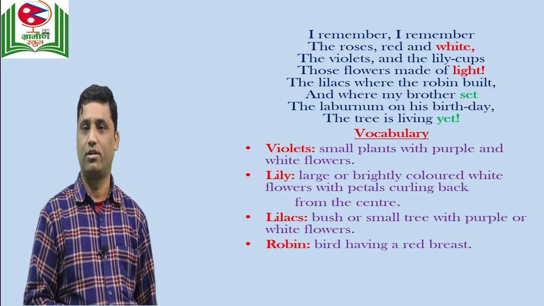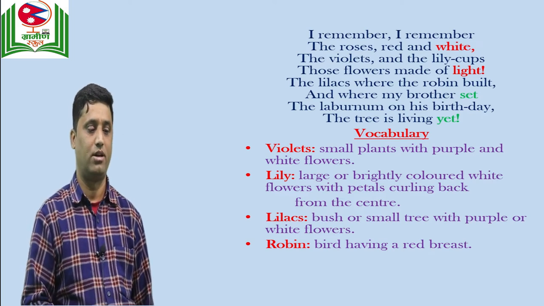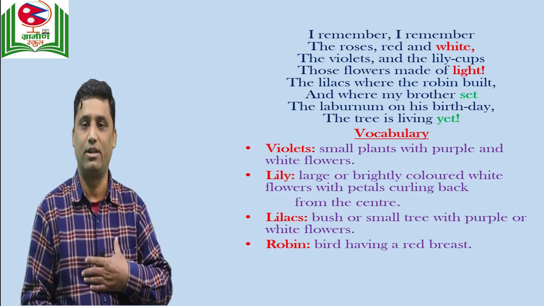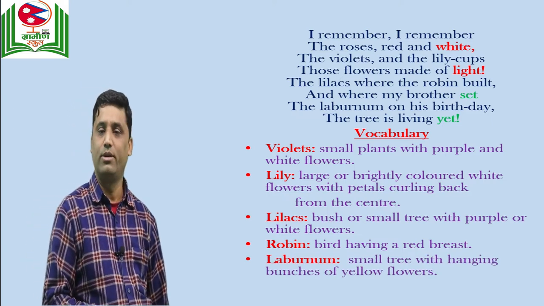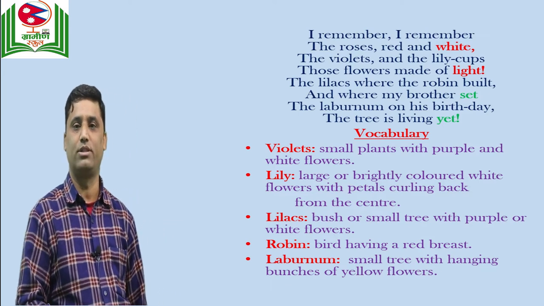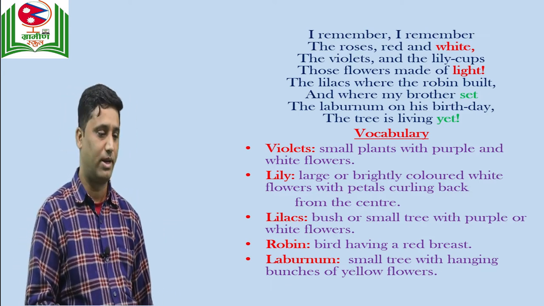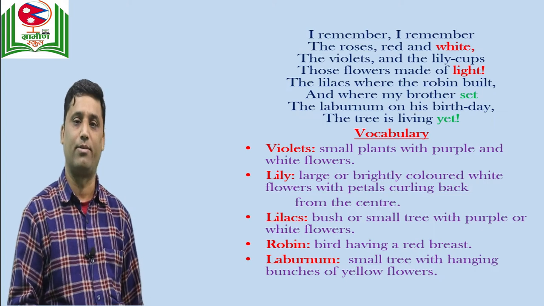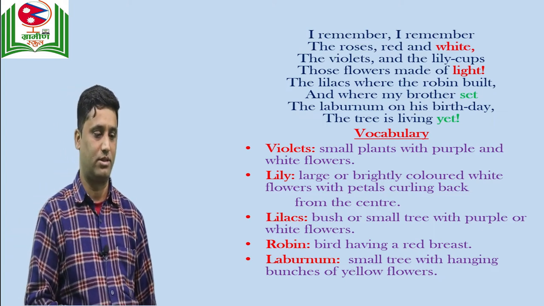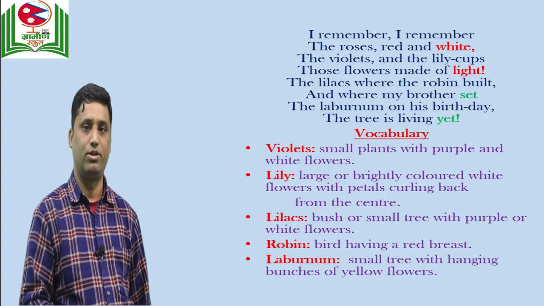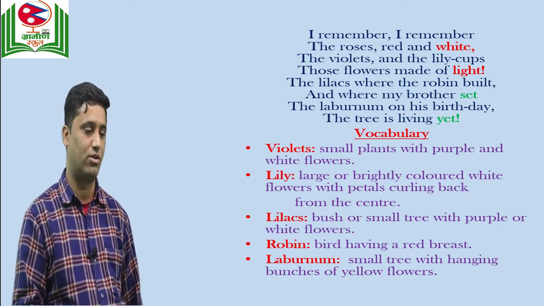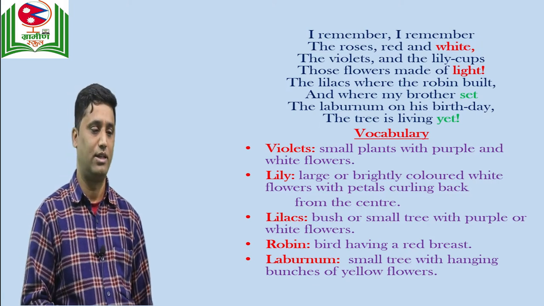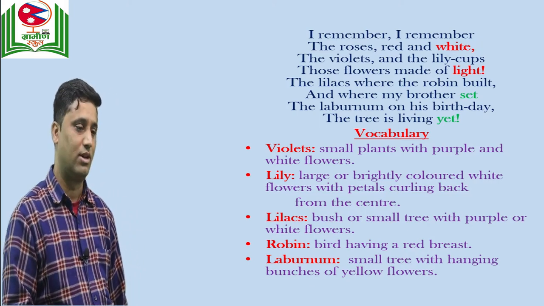Robin is a bird. Robin is a bird that has a red breast. So at this very side, on the breast, it is red in color. Laburnum. Laburnum is a small tree with hanging bunches of yellow flowers. You also find yellow flowers there in the laburnum. Let's see the picture first, so that we understand what lilac is, what lily is, what violets are, what robin is, what laburnum is, and then we will be talking about what the lines of the poem express.